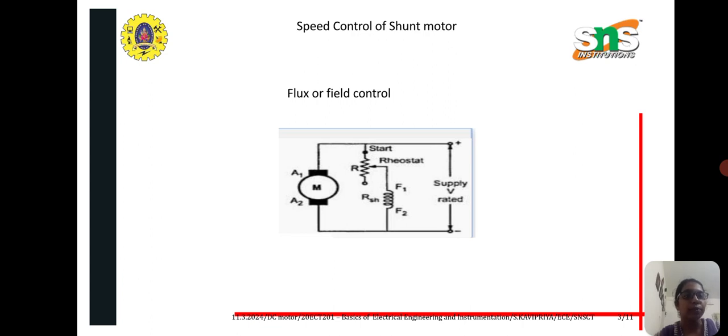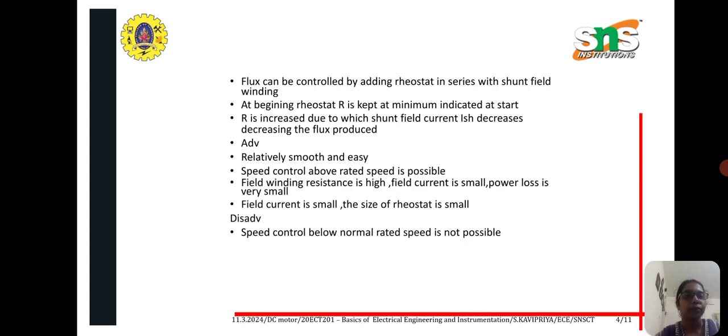Under the speed control of shunt motor, the first one is flux or field control. The flux can be controlled by adding a rheostat in series with the shunt field winding. At the beginning, the rheostat is kept at minimum and then R is increased, due to which the shunt field current ISH decreases, which in turn decreases the flux produced.